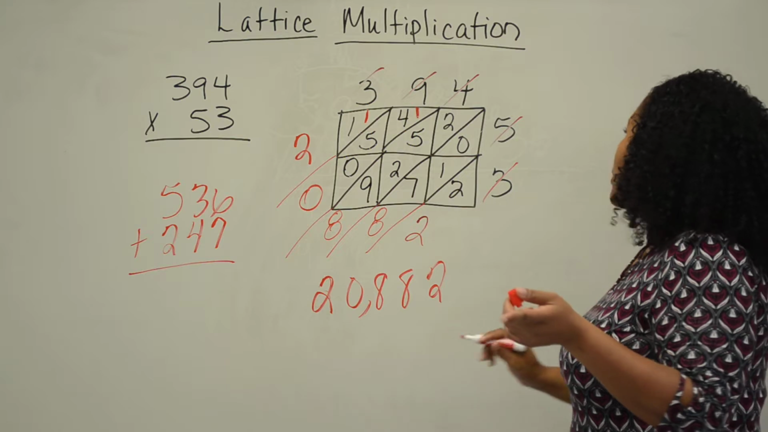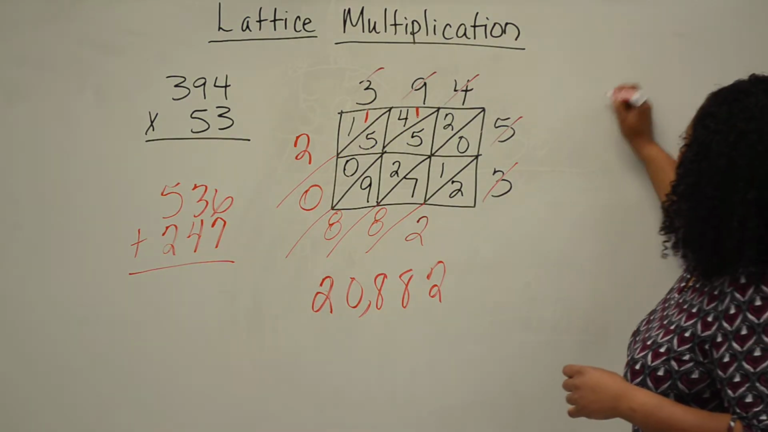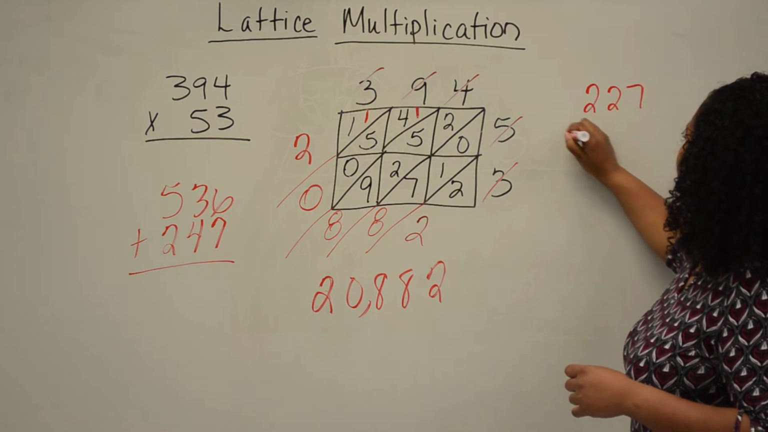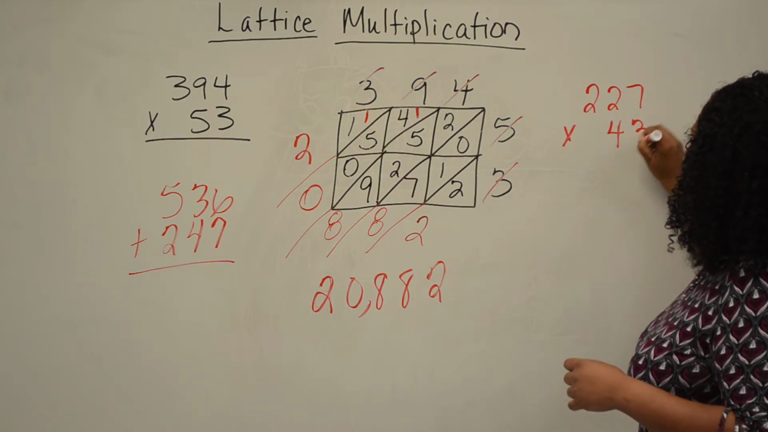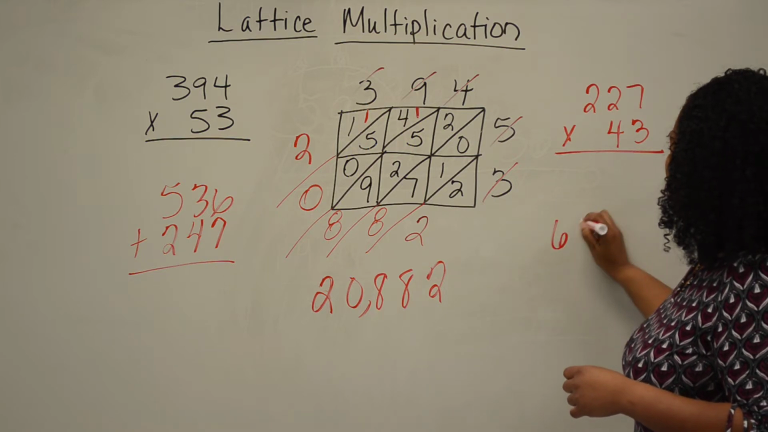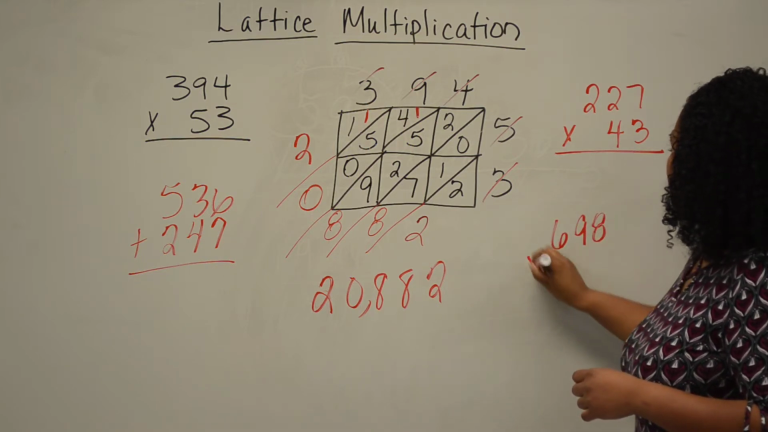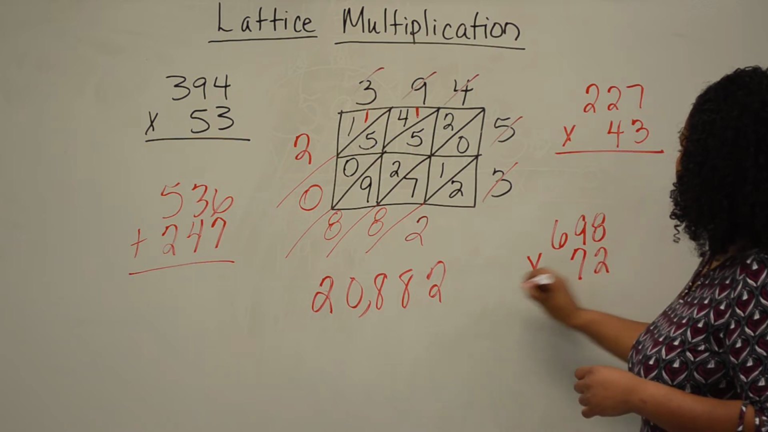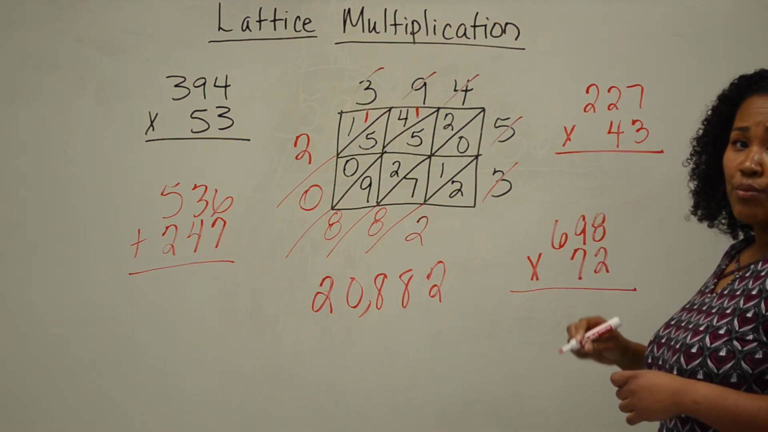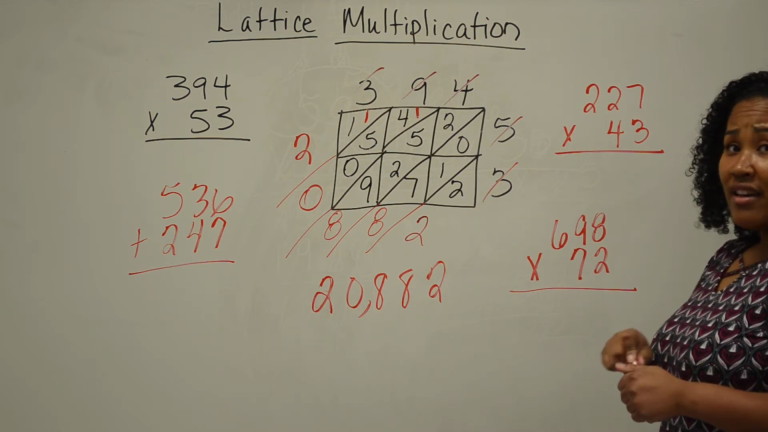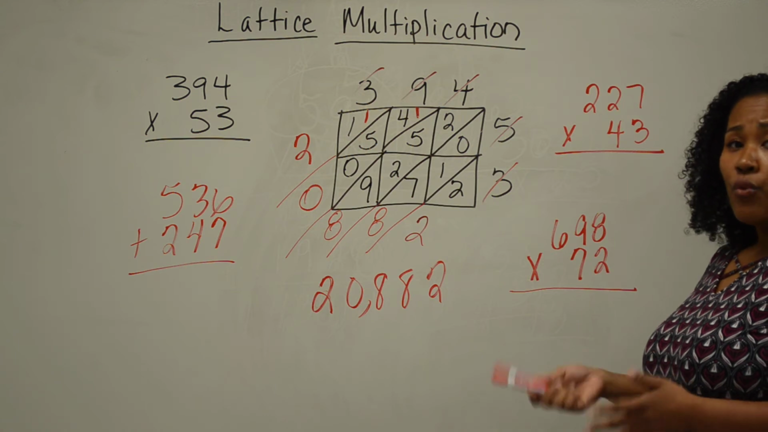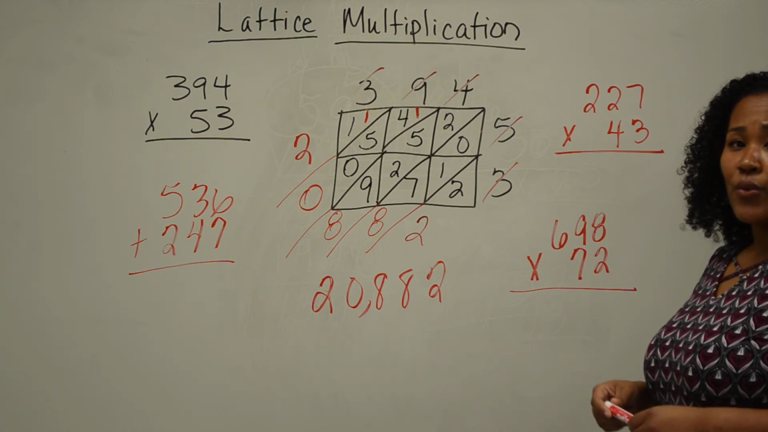Now that you've seen this problem and seen me work it out, I would like for you to try your own problem. So the first one I would like to see is 227 times 43, and you have 698 times 72. Try both of these problems using the lattice multiplication method. Once you're done, check it using the traditional algorithm and see if you get the same answer. Once you're finished with both, bring it to me so we can look at it together.